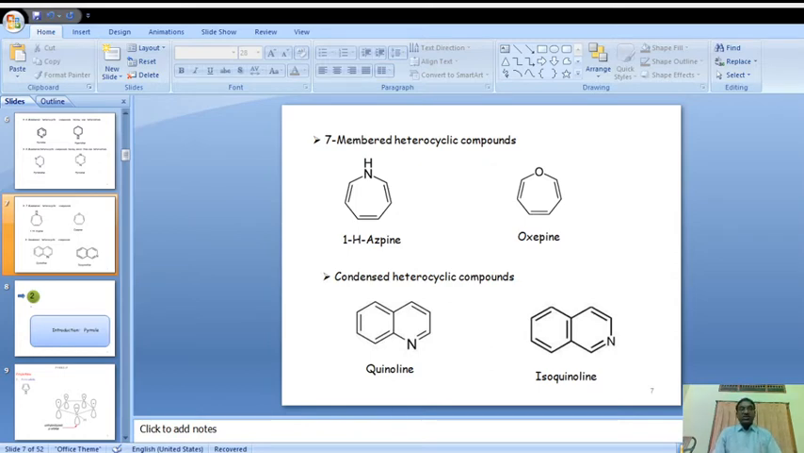The next type of heterocyclic compounds are condensed heterocyclic compounds. This is also called fused heterocyclic compounds. In the fused heterocyclic compounds, the suitable example is quinoline. In this quinoline, the two cyclic rings are condensed, fused with each other. Here a partly carbocyclic compound and another partly heterocyclic compound are combined with each other.